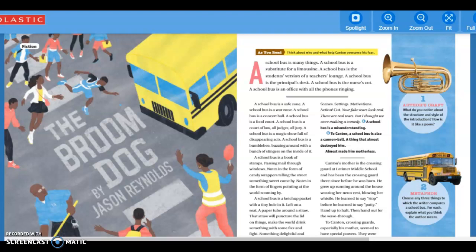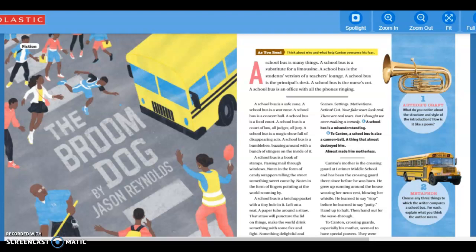So the first question that you have is about the author's craft. And the question says, what do you notice about the structure and style of the introduction, and how is it like a poem? So you might have noticed in the introduction that there were a number of things talking about a school bus. You can notice that there's repetition of words, there's repetition of phrases, and the sentence structure is very similar in the introduction of the story here.